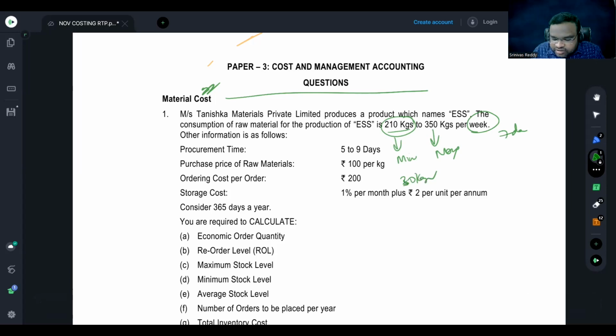350 kgs divided by 7 days. So, minimum consumption is 30, maximum consumption is 50 kgs per day. And what is average consumption per day? 30 plus 50 divided by 2, 40 kgs.